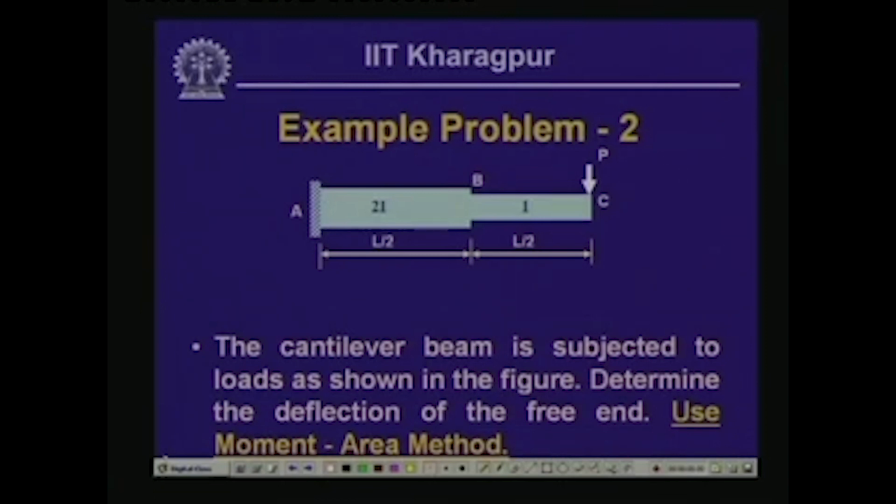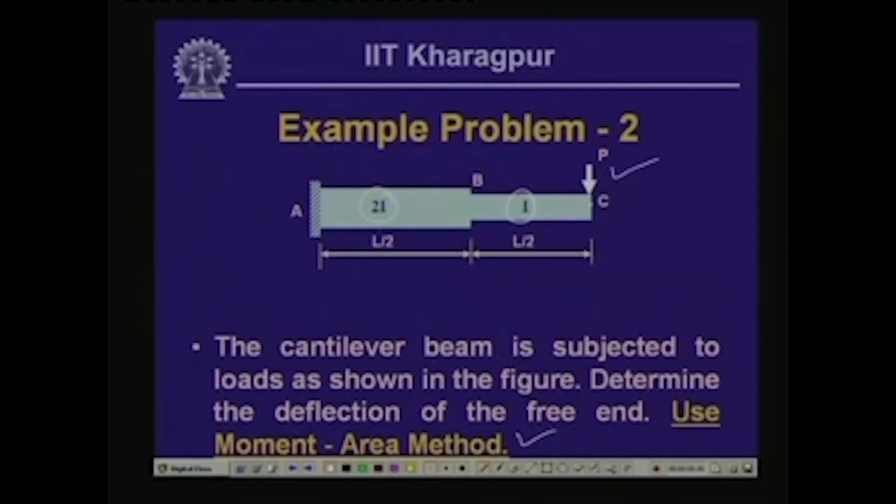Well, now let us consider an example where the moment of inertia is not constant throughout the beam. Instead, we have variable moment of inertia. Over the part AB, we have the moment of inertia as 2I, and over the part BC, the moment of inertia is I. Now, this beam, which is a cantilever, fixed at one end and free at the other, is subjected to a concentrated load at the tip, and we will have to compute the value of the deflection at the free end, and we need to use the moment area method.